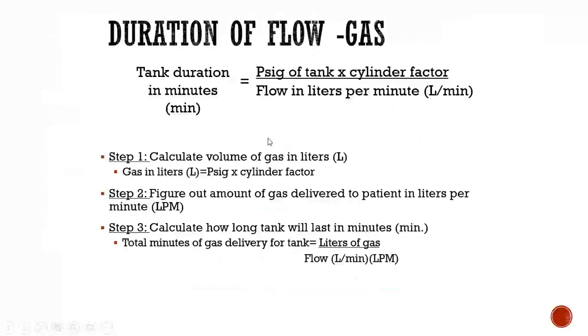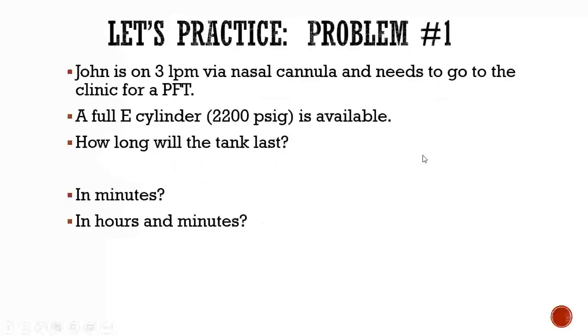So this is just writing it in a different way. Tank duration in minutes is the pressure of the tank times the cylinder factor divided by the flow in liters per minute, okay? And that's going to tell you how long in minutes it will last.